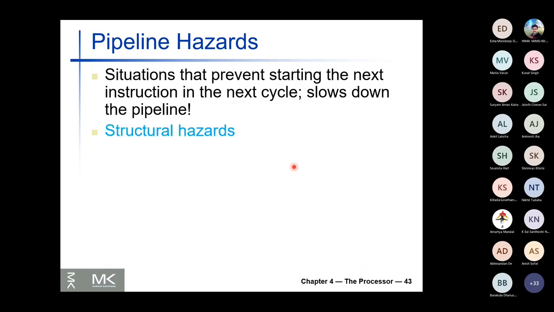Now, typically, hazards are classified into 3 groups. One is called structural hazards. It means that there is a conflict with some hardware resources. Two instructions want the same hardware resource for some reason. So this is termed a structural hazard. You have a conflict regarding hardware resources.